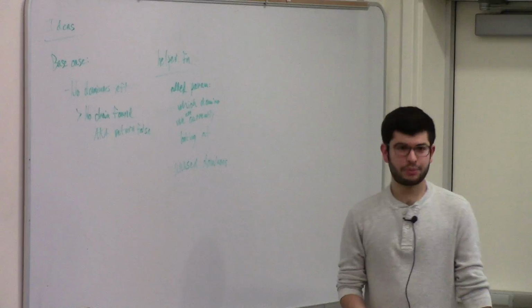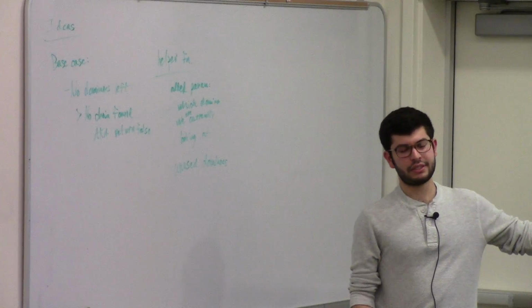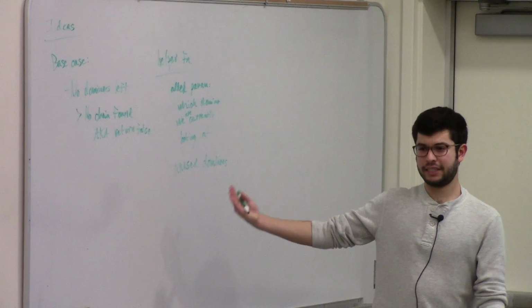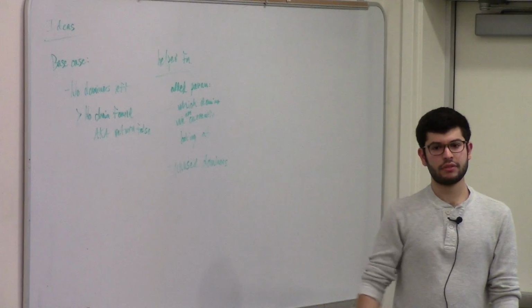So we're solving this problem of how to tell if a chain exists. What other pieces do we need before we start writing the code for this?